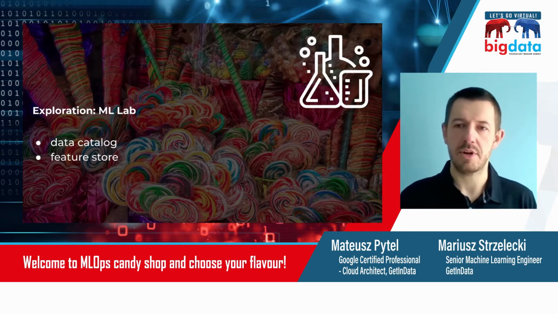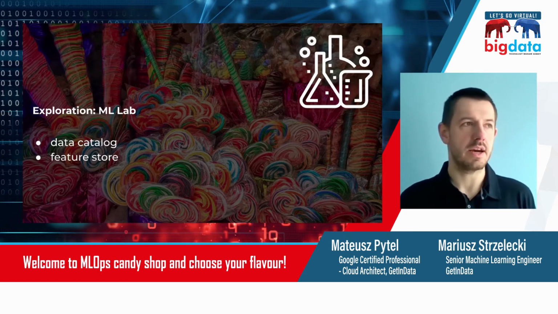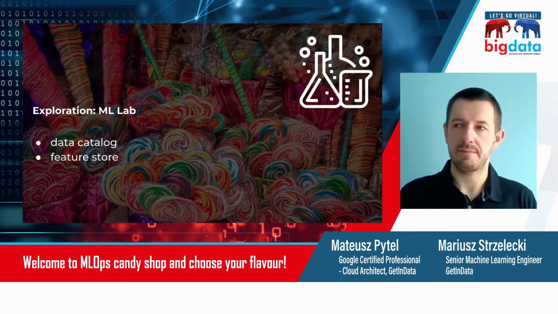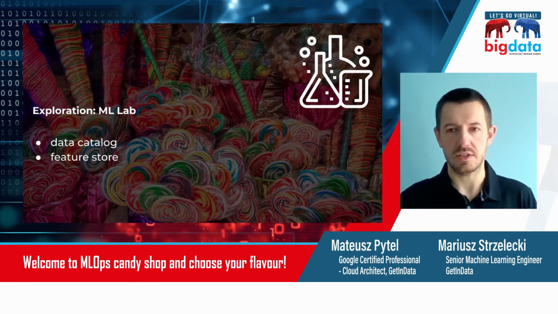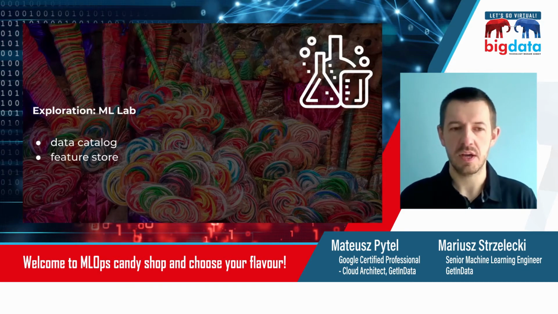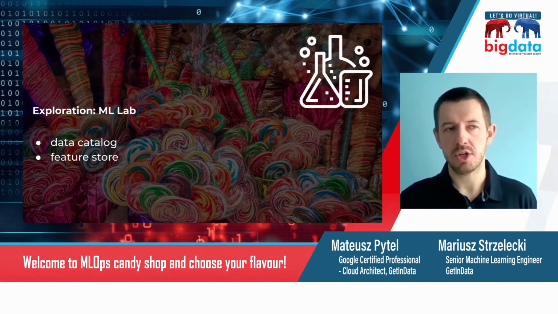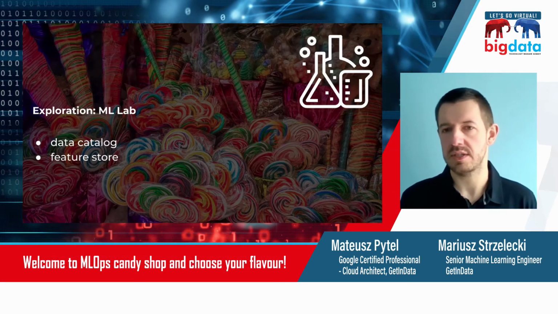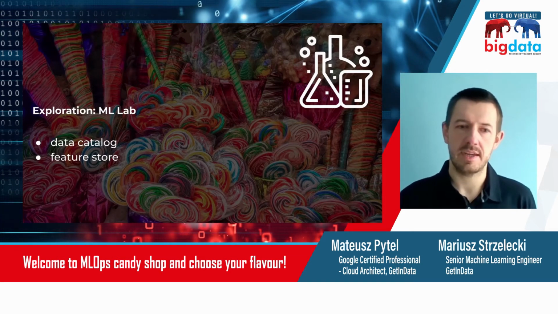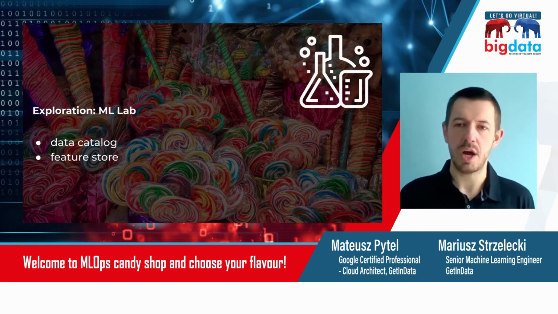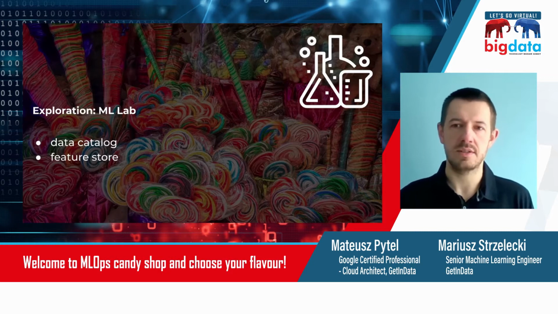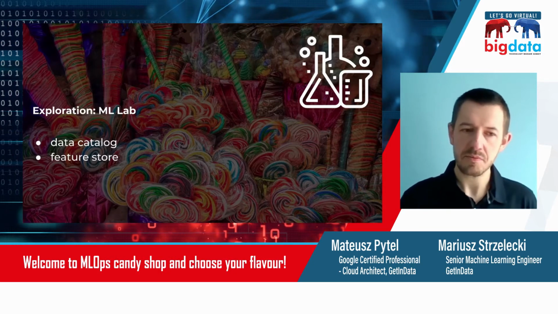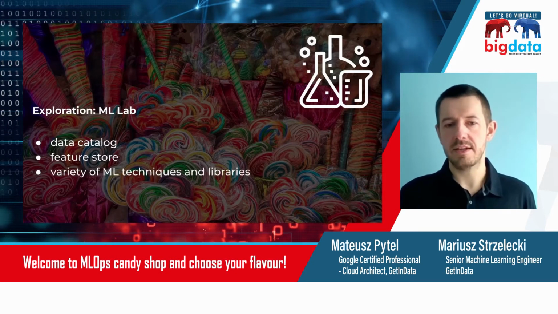You may know that machine learning models, well, they are created by applying some function on features. These are usually some vectors of numbers. And many machine learning models in one company can operate on similar things. So feature store is a central place where data scientists can go to just get the prepared, clean features directly to their models. Variety of ML techniques and libraries.